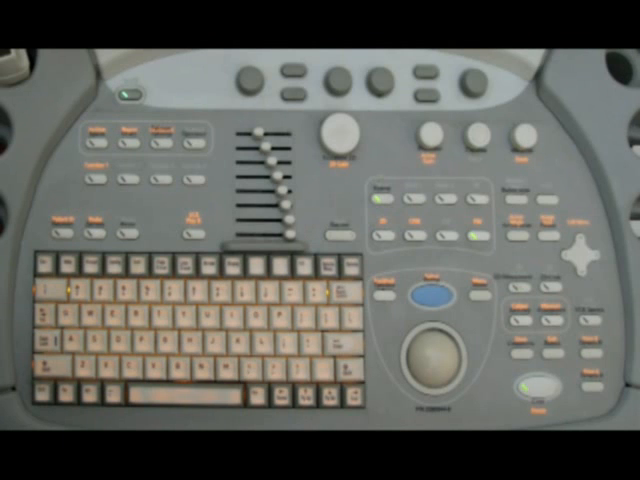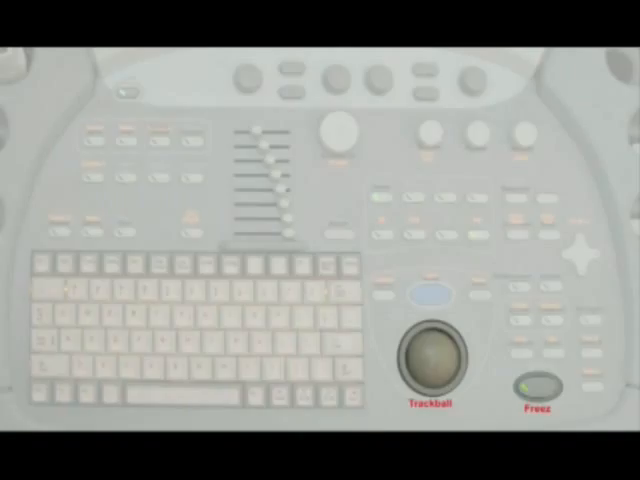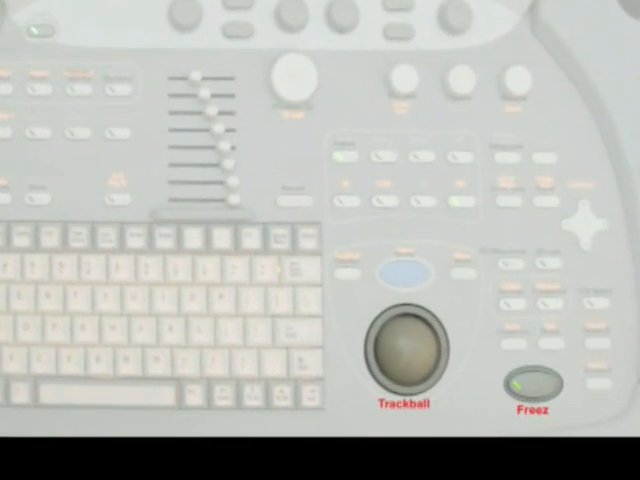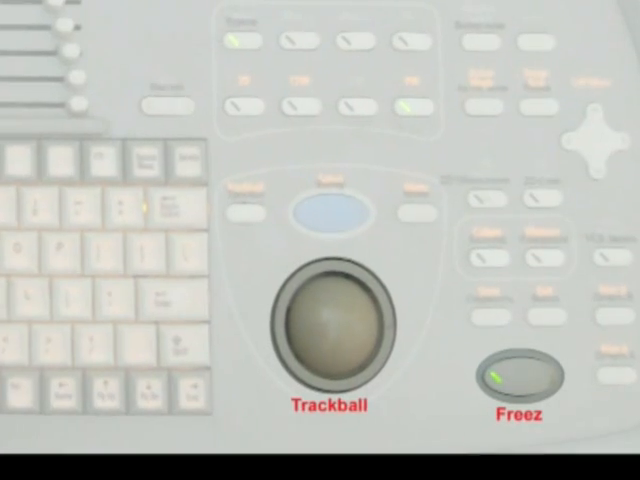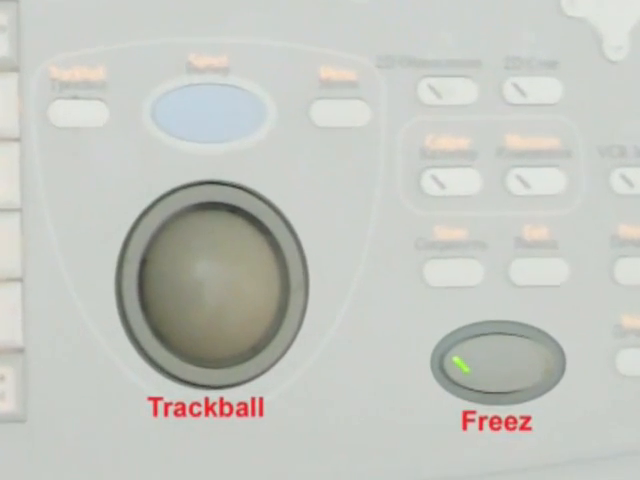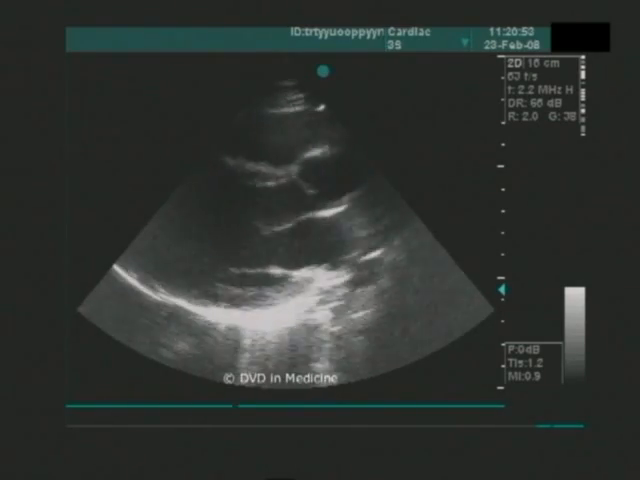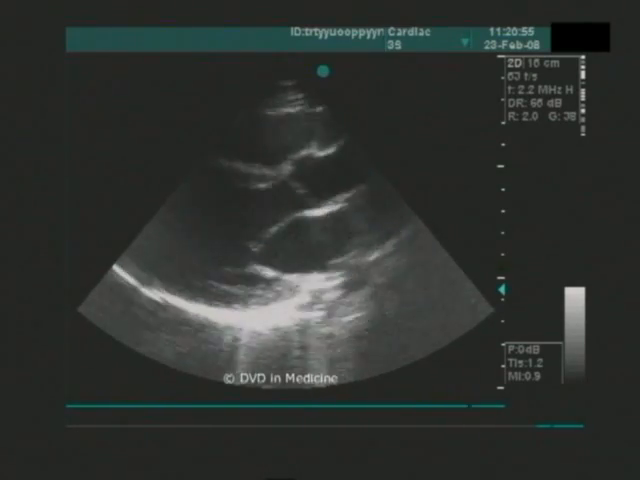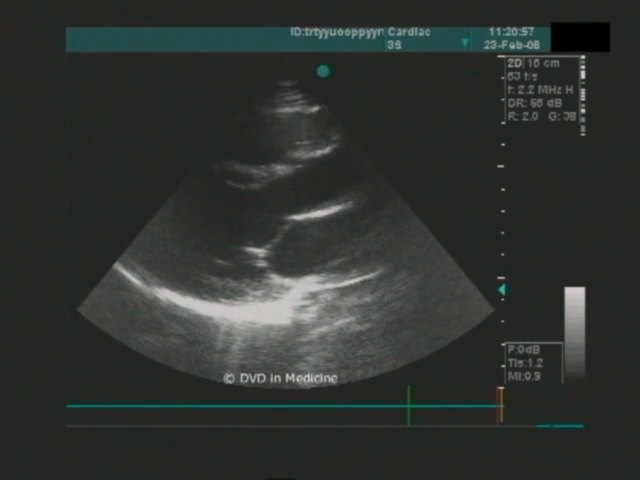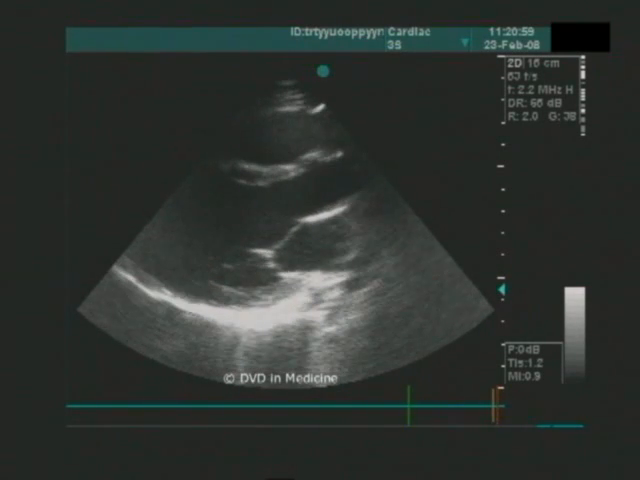The CINELOOP function. The ultrasound system software remembers a certain number of final frames. After one freezes the image, one can use the trackball to scroll slowly across these last frames. The CINELOOP function is used very often in echocardiography.